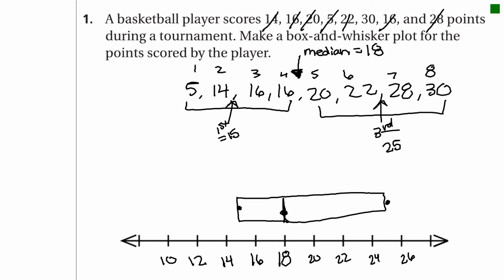Now let's draw in our whiskers. Our whiskers are our highest and our lowest. So right here is going to be 30. Our highest point is right here, whisker. Our lowest point is 5. I gotta go way down here. I didn't make my number line big enough. Okay, and now we've made our box and whisker plot.